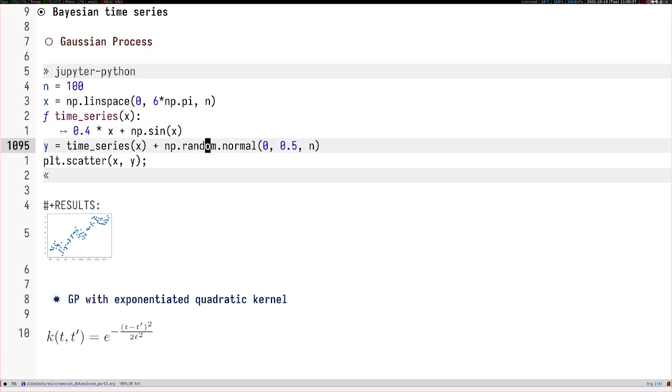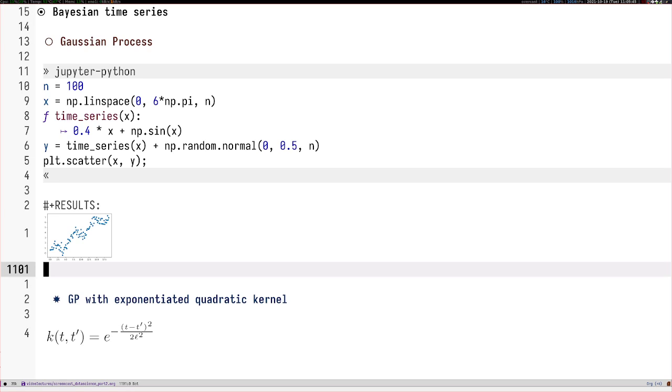So we add some noise to the series that we generate, and we plot it. So here we have the plot of our data, and you can see there is an upward trend, but there is also some periodic or cyclical variation around that trend.